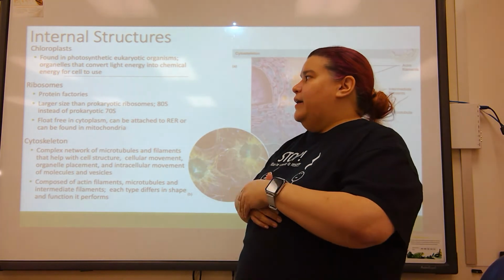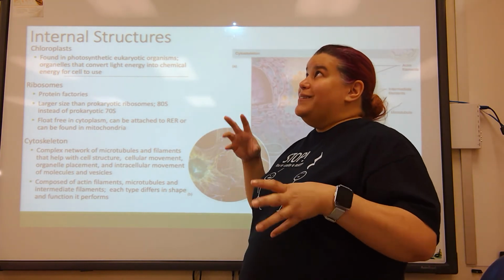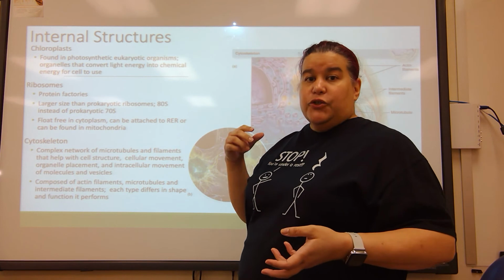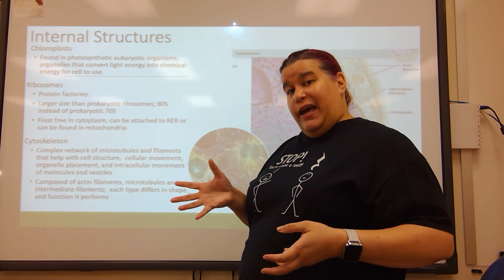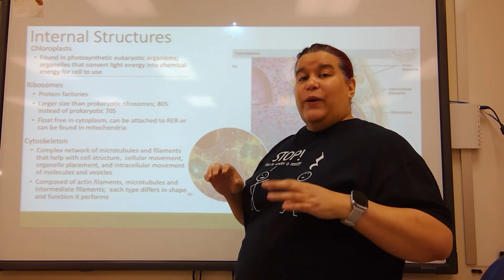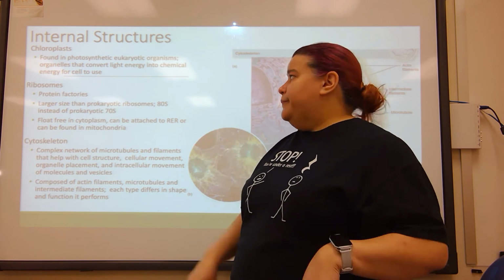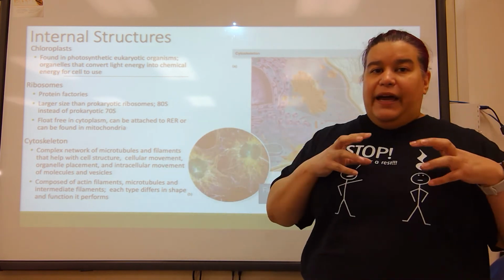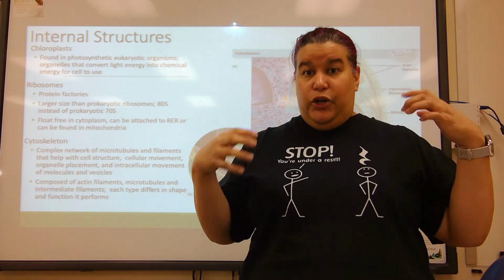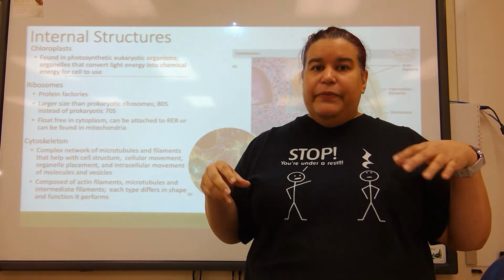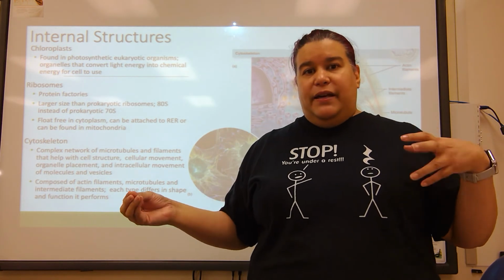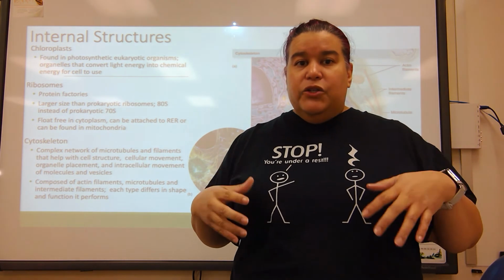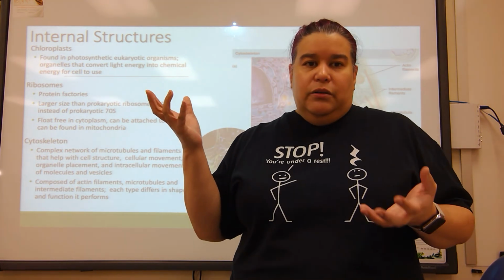A larger size is found in eukaryotic organisms versus prokaryotic. So remember, prokaryotic are at 70S. In eukaryotic, you have 80S. They're larger. You kind of have two types. You have some that float free in the cytoplasm of the cell, but you also have some that are attached to the endoplasmic reticulum. So you've got free and you've got bound ribosomes.